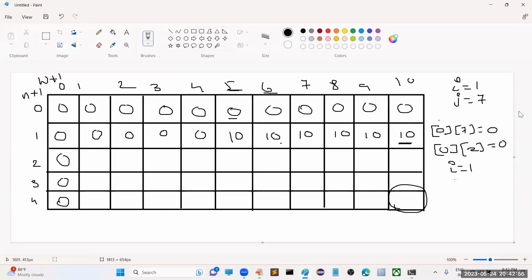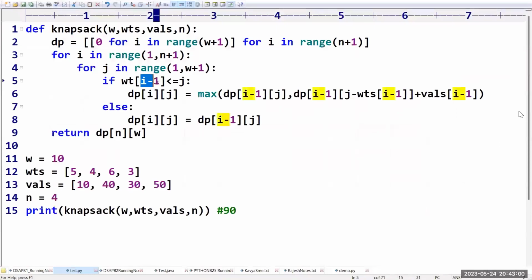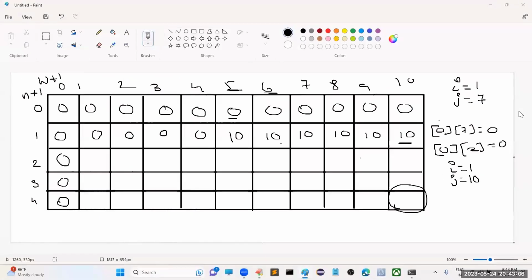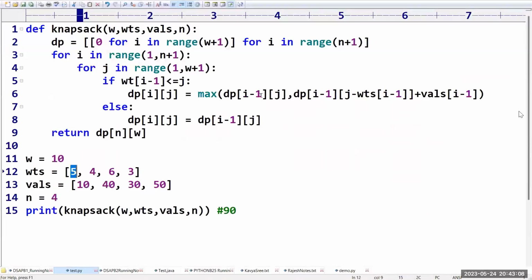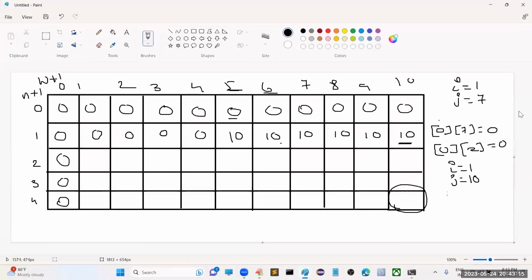I is equal to 1 and your j value will become 10, right? Now what we are doing, I minus 1, that is 1 minus 1, weight of 0 is nothing but 5. Anyway, it is less than or equal to 10, condition true. Then dp of 1 minus 1, 0, and then 10 will become already 0. And the second one is nothing but 0. So dp of 0, 10, its value is nothing but 0. So next we are taking 0.